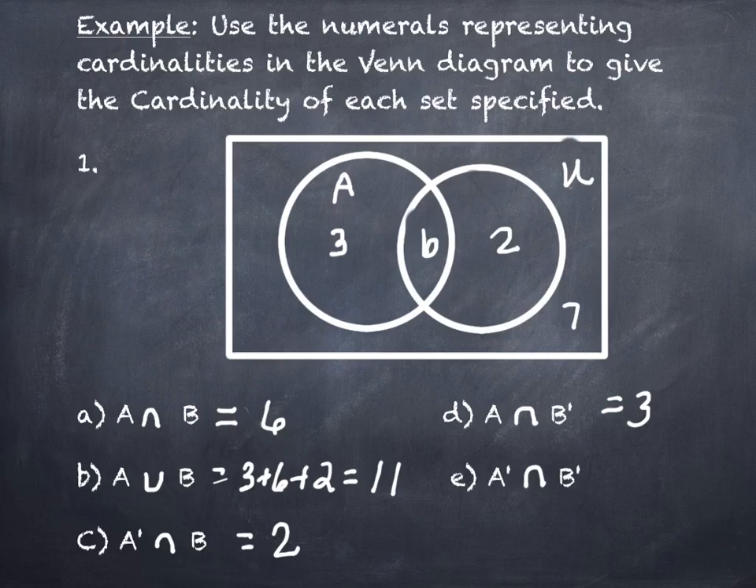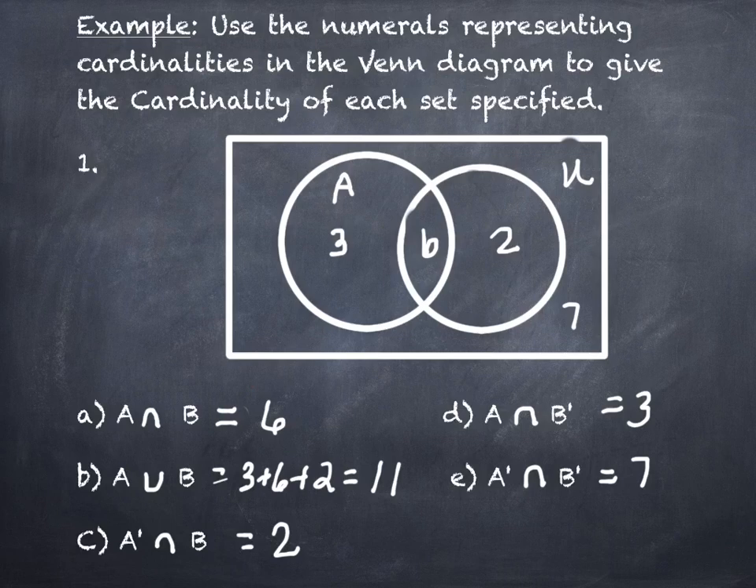Can somebody give me words, not numbers, but tell me in language, what does this E part mean? Okay, complement of A intersecting the complement of B, which means what in terms of my picture? Outside of A and outside of B, which is the number 7. You guys are doing fine. All right, so this is how to interpret one of these diagrams.